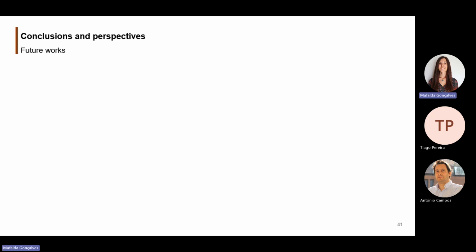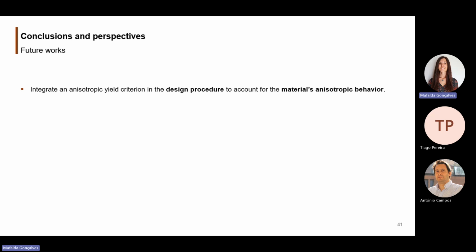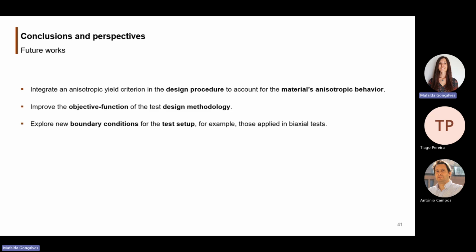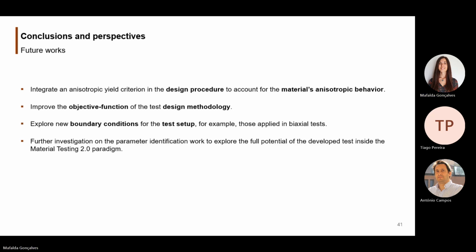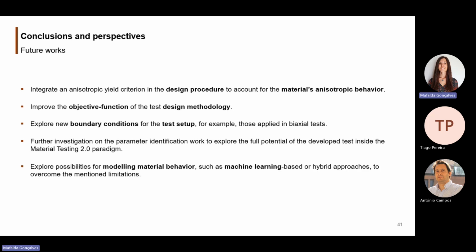Regarding future works, it is proposed to integrate an anisotropic yield criterion in the design procedure to account for the material's anisotropic behavior, to improve the objective function of the test design methodology, and to explore new boundary conditions for the test setup, for example, those applied in biaxial tests. Further investigation of the parameter identification work is needed to explore the full potential of the developed test inside the material testing 2.0 paradigm, and to explore new possibilities for modeling the material behavior, such as machine learning-based or hybrid approaches to overcome these limitations. And lastly, the standardization of heterogeneous tests towards material testing 2.0.